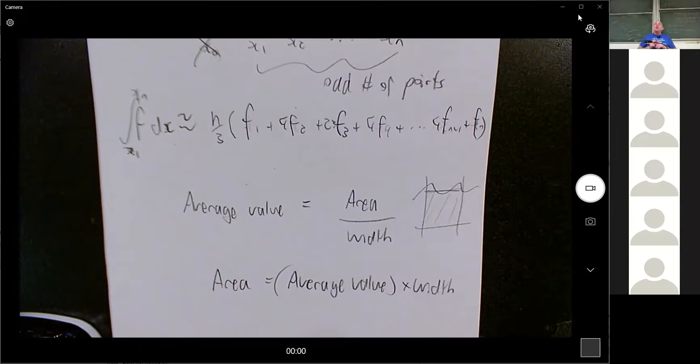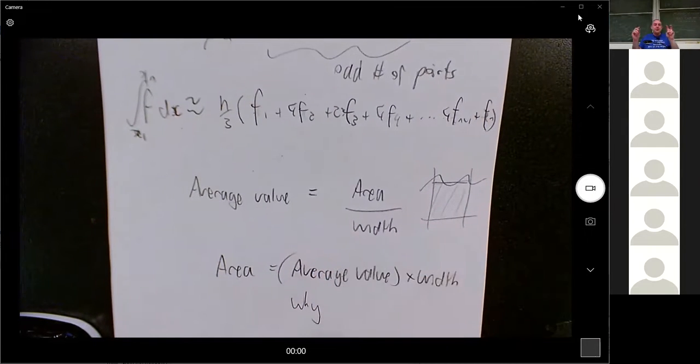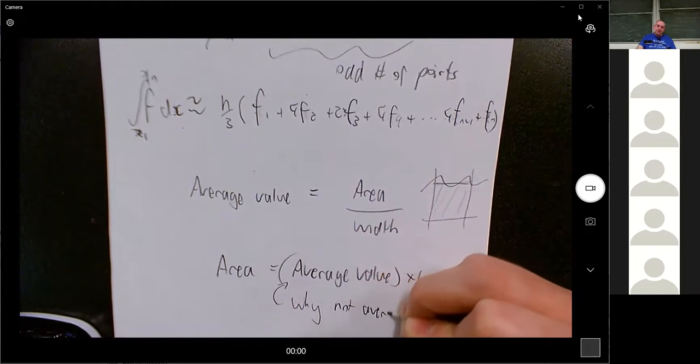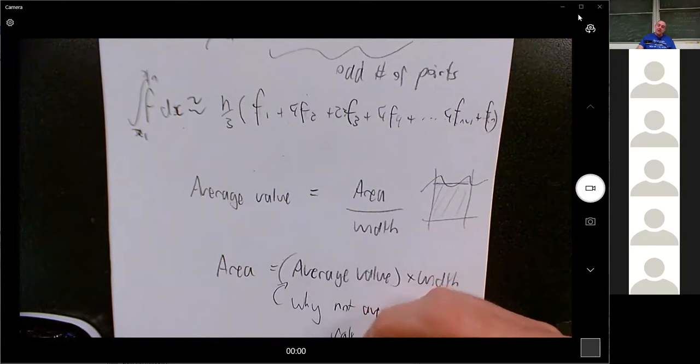So what if you don't know what the function is, and therefore you can't calculate its integral? So to find the average value of a function, why don't you average some of its values? It's my favorite thing. I don't know if the lecturer said any of this stuff. Did they? I don't know. So this is the official meaning of average value, but why not average some values to figure out the average value?